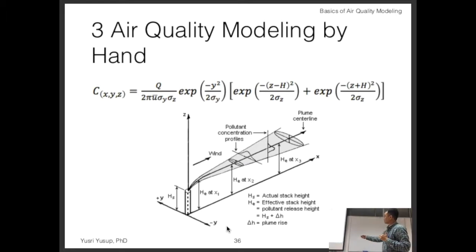So h is the height, 2 sigma z, I think you know what that is. I mentioned just now here. Plus exponent, again, this is the same thing. Notice? One is minus, one is plus. So you have all of that. If you have the coordinate x, y, z, you have Q, U, sigma y, sigma z. You get it from a table. You can calculate, plug the values inside. You get C. No big deal. Very simple. It's just that it's long. You just need to put in the values.